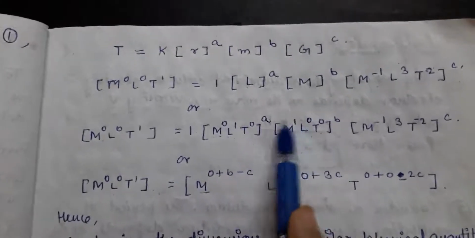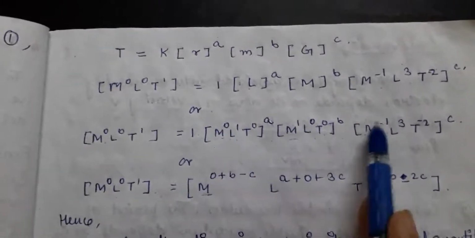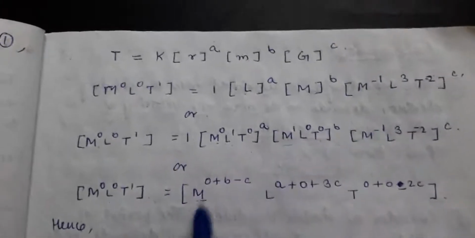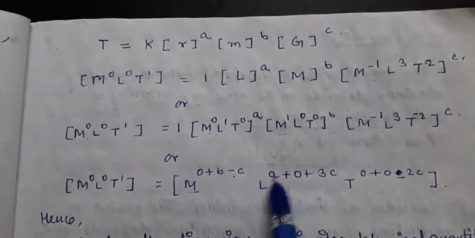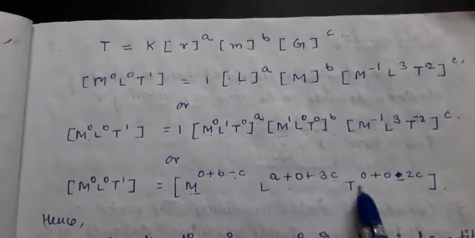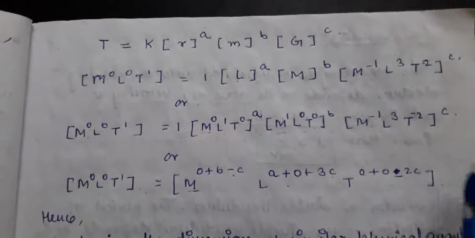B is multiplied with 1, A is multiplied with 0 and C is multiplied with minus 1. So lastly I got B minus C. In the same way I got for the L, A plus 0 plus 3C, and for the T, 0 plus 0 minus 2C.